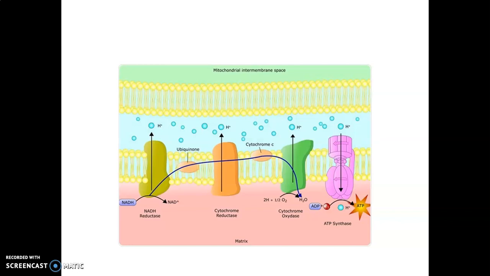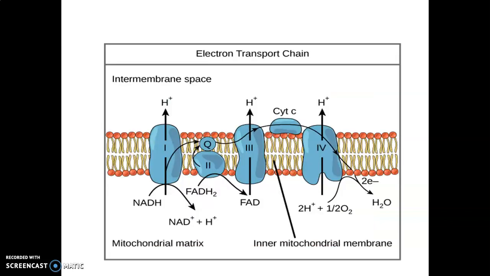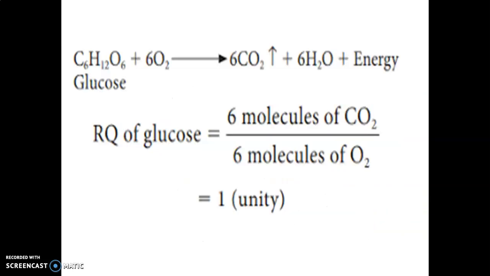Okay, children, in our textbook one more topic is there, that is RQ, the respiratory quotient. It is the ratio of the volume of carbon dioxide evolved to the volume of oxygen consumed in respiration. So how do we calculate the respiratory quotient of glucose? You know that 6 molecules of carbon dioxide are produced and 6 molecules of oxygen are used. So the respiratory quotient is equal to 6 by 6, that is 1 unit.